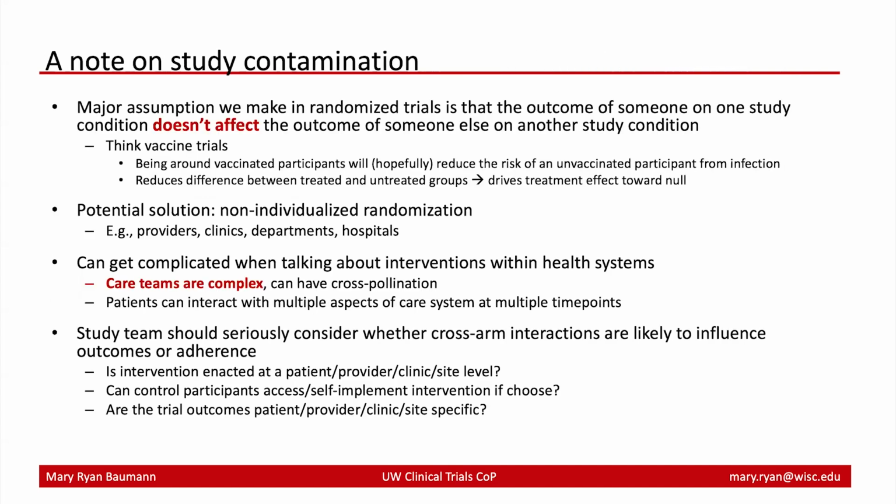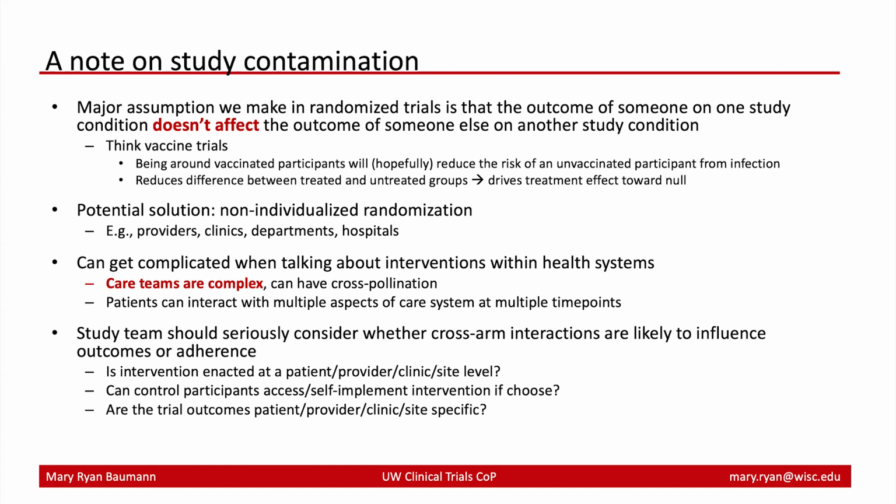So on the note about study contamination, one of our major assumptions in classic individually randomized trials is that the outcome of someone on a study condition isn't going to affect the outcome of someone else on another study condition. This is met in a lot of cases, but there's also a lot of cases where this isn't going to be the case. So for example, in vaccine trials, this is a very classic example.